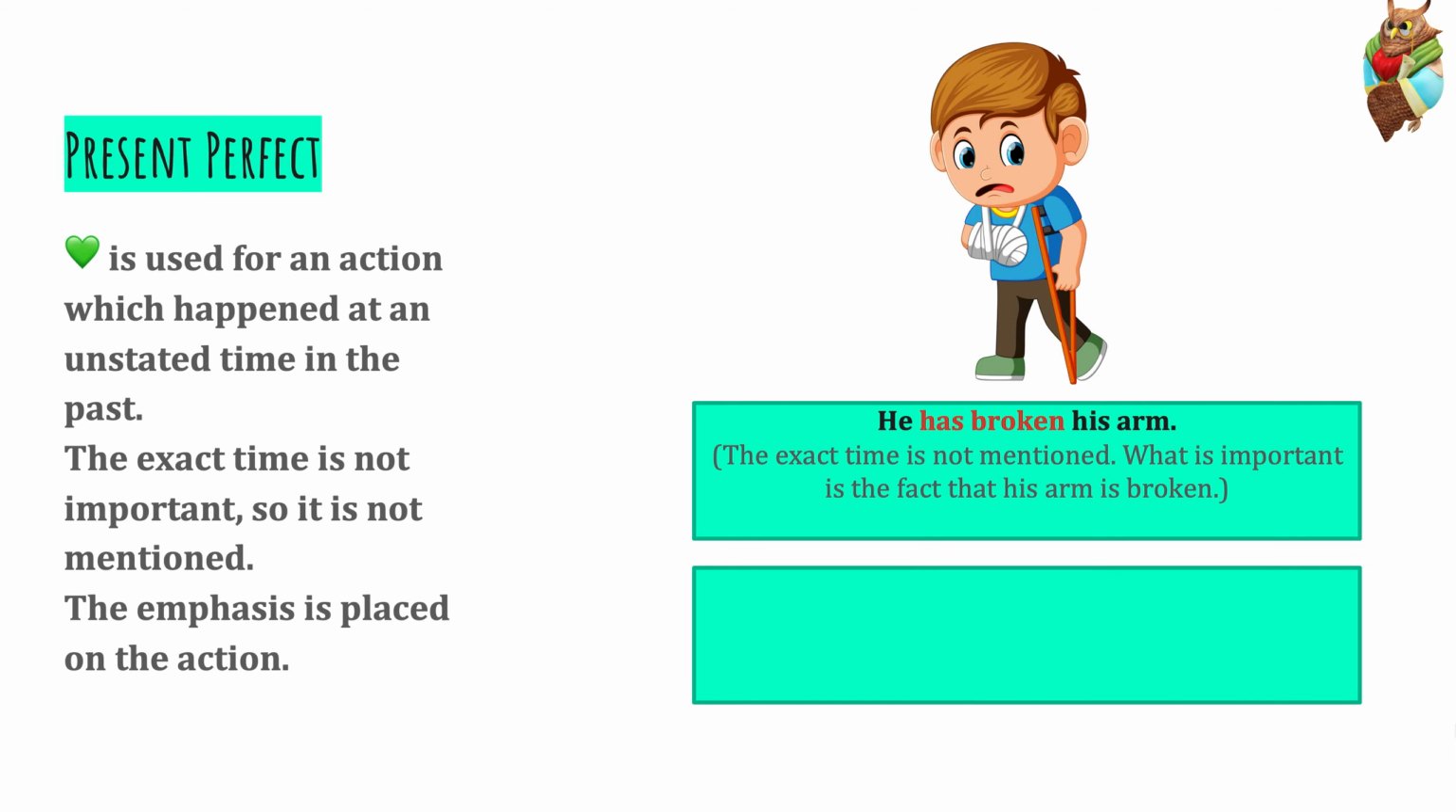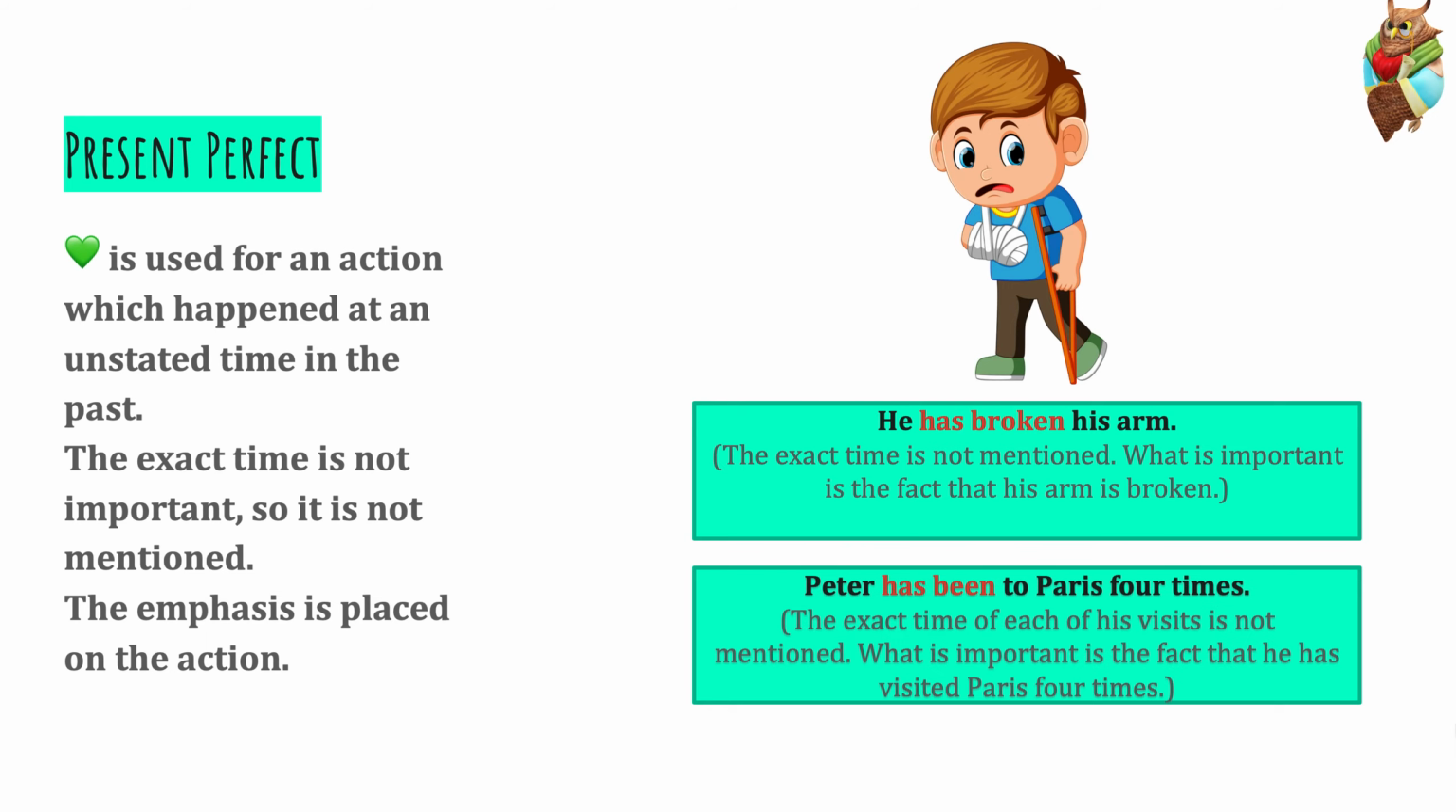And we have here one more example. Peter has been to Paris 4 times. Okay? The exact time of each of these visits is not mentioned and is not important. What is important is the fact that he has visited Paris 4 times.